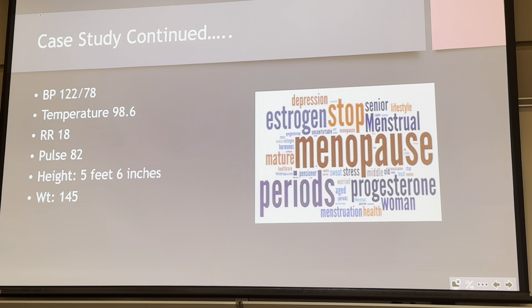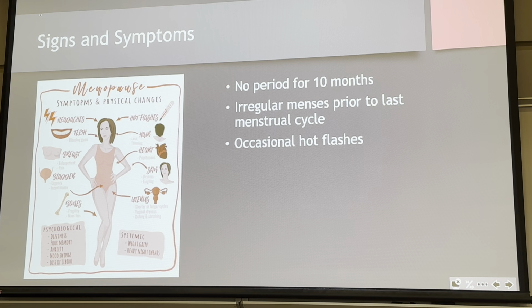These are her vital signs and her height and weight. Any red flags there? Not really. I mean, she's a little overweight, technically, yes, but she looks pretty good, so we're gonna move on about that. She reports that she's had no period for 10 months, so is this technically classified as menopause yet? Not yet. She says her periods have been irregular even prior to that, which is probably perimenopausal for her, and she has occasional hot flashes.